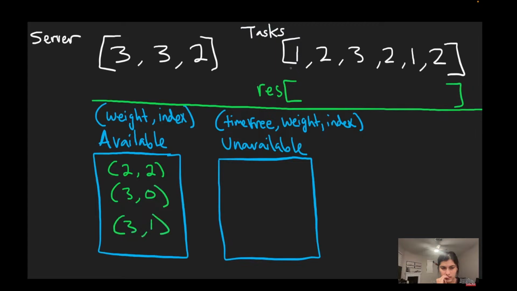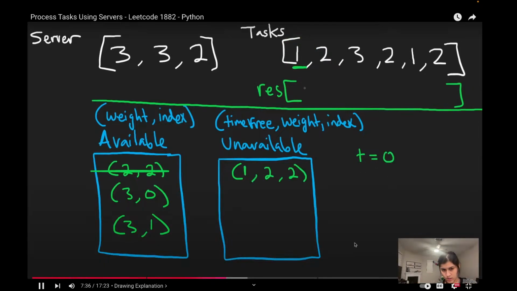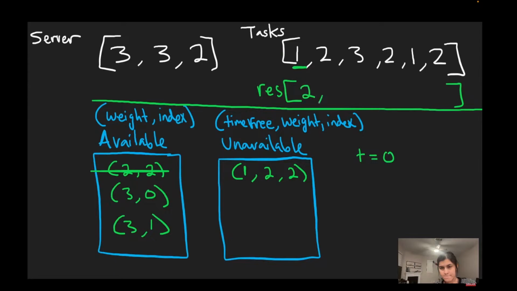So we're going to start at the first task, and our time initially starts at t equals 0. So we're going to look for a server for this first task to be assigned to. What we're going to do is find the minimum from our min heap of available servers. The smallest weight is 2, so we're going to pop that server and add it to the unavailable servers, so 2, 2. But don't forget, we need to add the time that it's going to become free. This task has a time duration of 1, and the task was assigned to a server at index 2, so that's what we're going to put in the result.